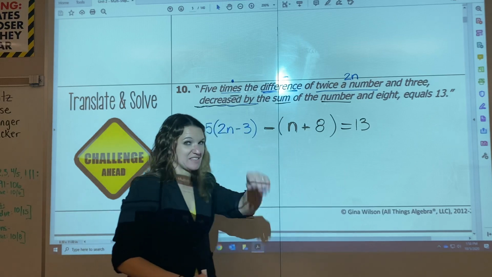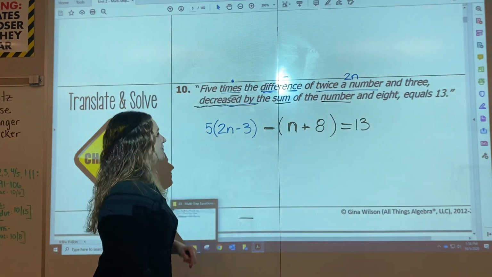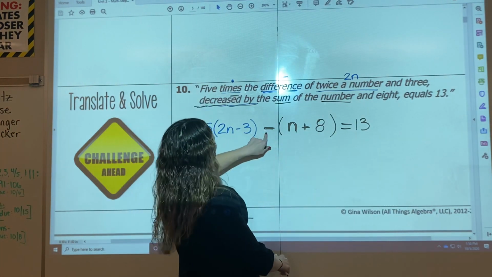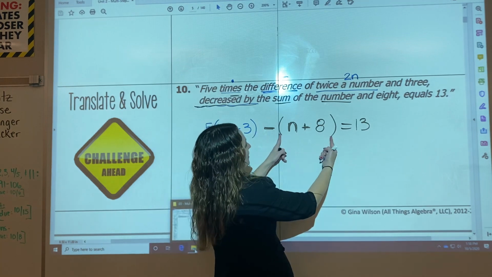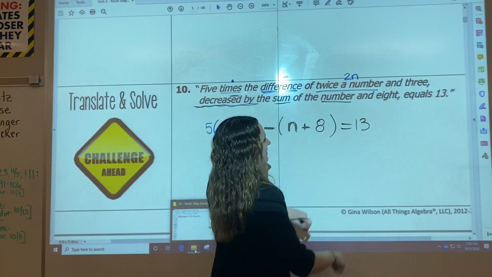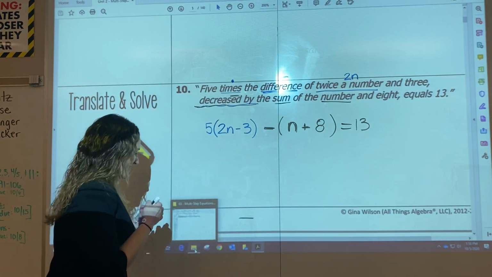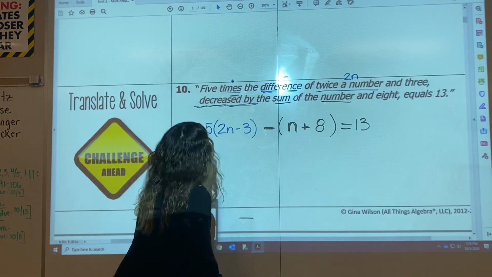All right, let me read that second part back to you, see if it makes sense. Decreased by the sum of a number and 8 equals 13. All right. Let's go ahead and solve it.